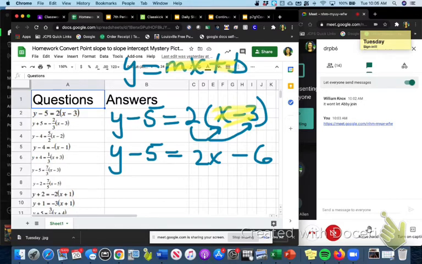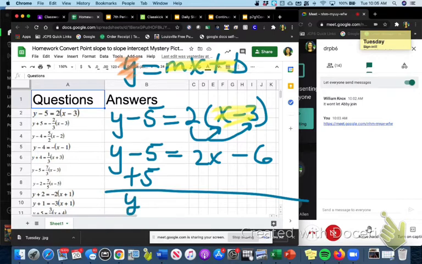The other difference between point slope and slope intercept: we got rid of the parentheses, but then the variable, the y, should be all by itself. It should be isolated. So that means that that minus 5 needs to go. How do we get rid of a minus 5? We get rid of it with a plus 5. Of course, that is going to cancel. That's going to leave me with a y.